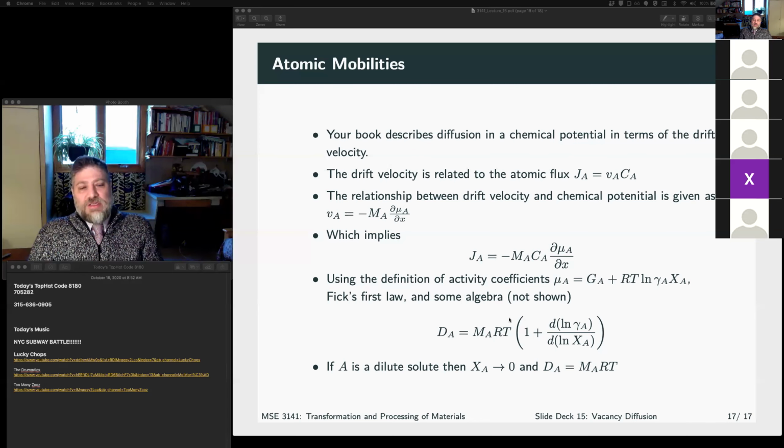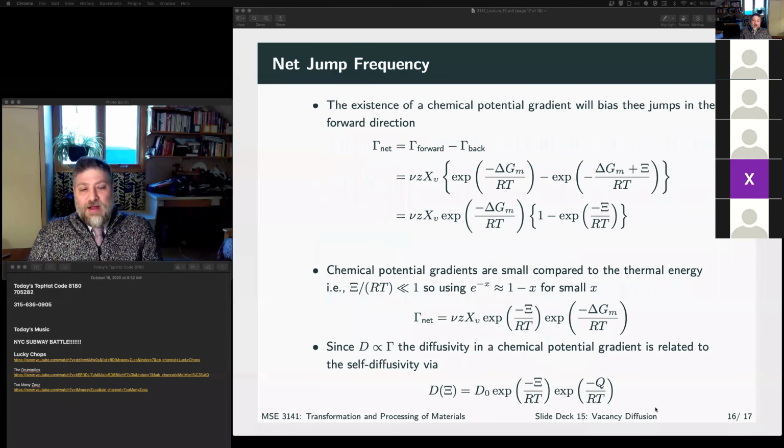Right? So this is really useful if you're looking at the Gibbs free energy curves, but it doesn't help you intuitively think about what's happening in a system. So the mobility is kind of an important concept, but it's not a really useful one. It's much more useful to just think about it in this way.